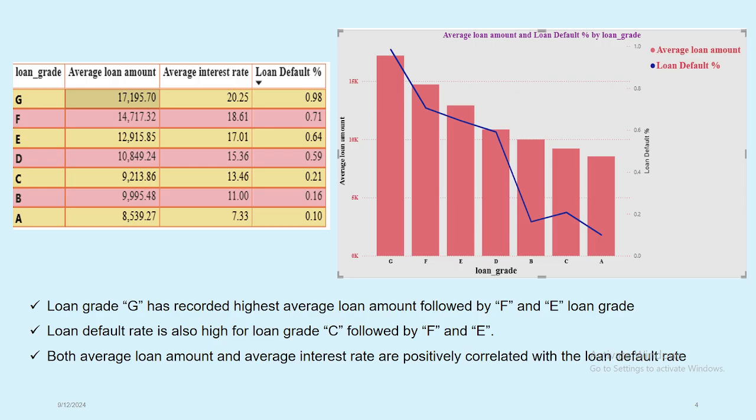It means there is a positive relationship between the average loan amount, the loan grade, and the default rate, nothing but the default risk and the interest rate. Therefore, lower grades like G represent the higher risk lending segment, while higher quality grades like A and B are low risk, with a small loan amount and also a low interest rate. This is the conclusion we can draw from this graph.